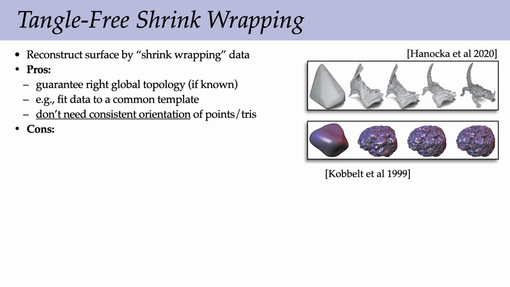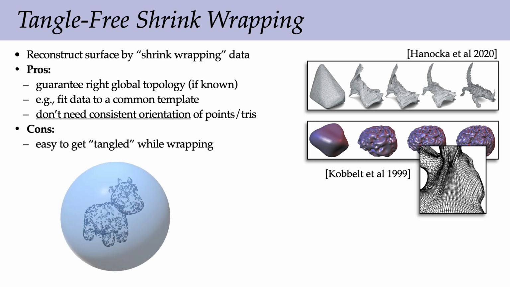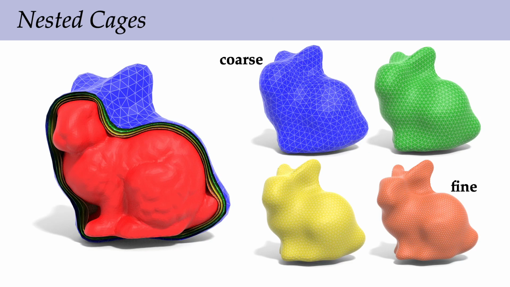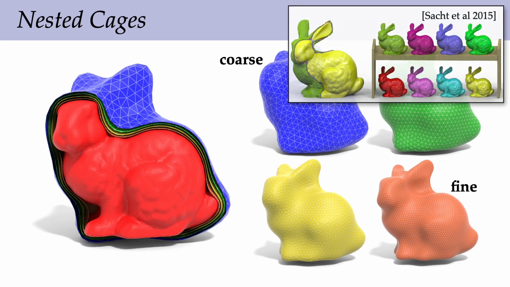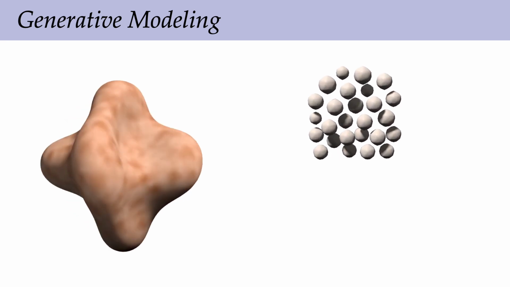A downside is that surfaces can get badly tangled while shrink wrapping. But this is something we can easily avoid if we use a repulsive energy as a regularizer while reducing the volume, as we do here for points or for some polygon soup. Similarly, if we shrink wrap a sequence of progressively coarser meshes, then we generate a collection of nested cages in the spirit of Sacht et al., which can be useful for all sorts of things like collision detection and multi-resolution simulation. And we can also use tangent point energy to automatically generate surface geometry with interesting detail.